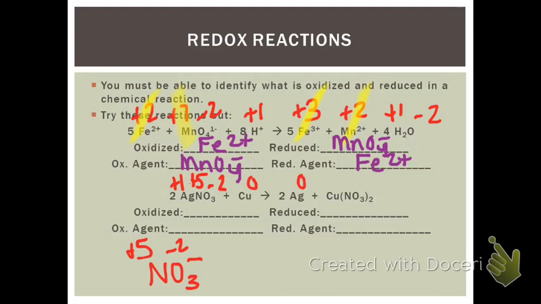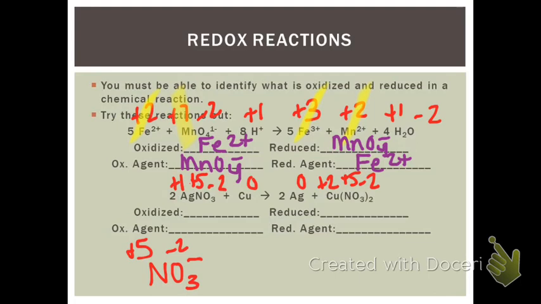Copper 0, silver 0. The nitrate isn't going to change, whether it's on the left or the right, it's the same distribution. And then the copper, because you have 2 nitrates that total to -1, that means in total you have -2, and since you need the copper to balance that out, it's going to be +2.